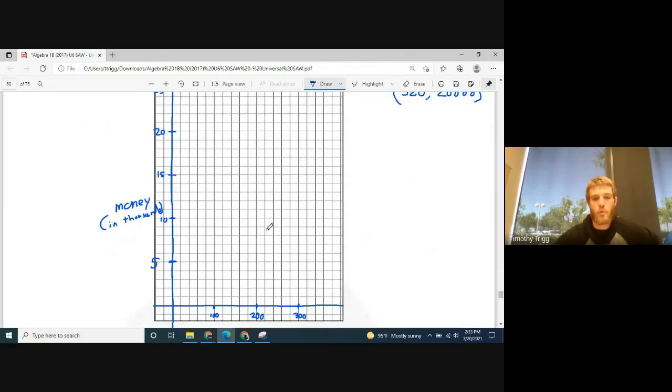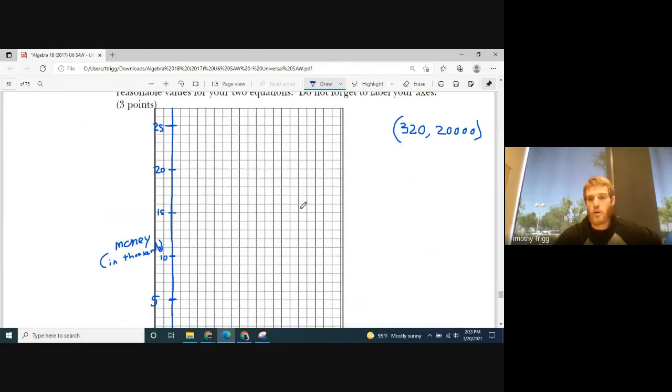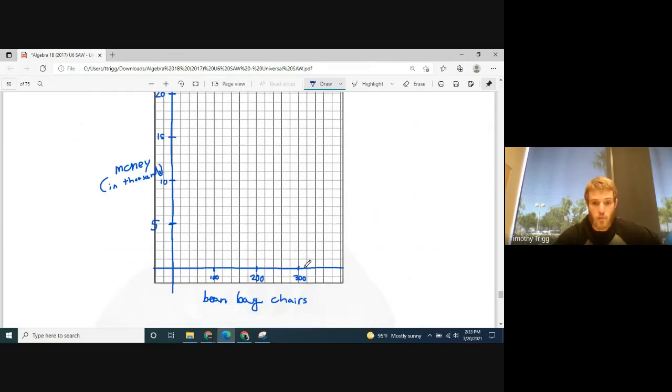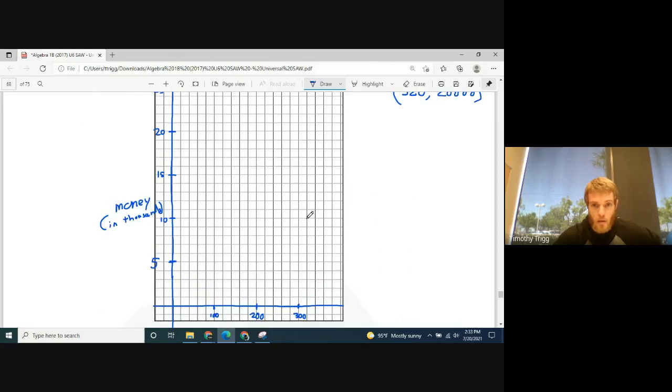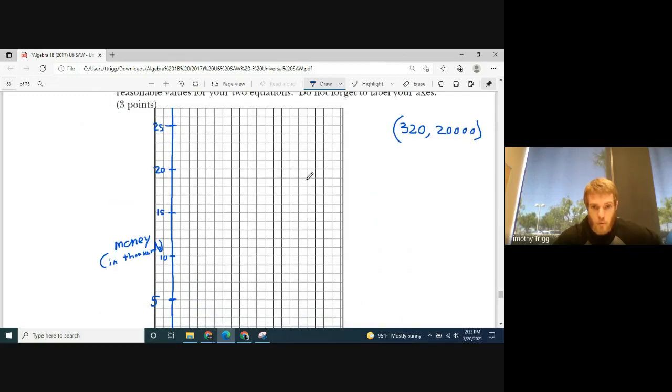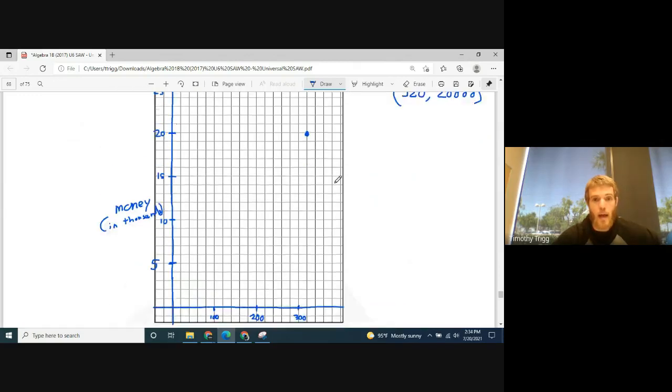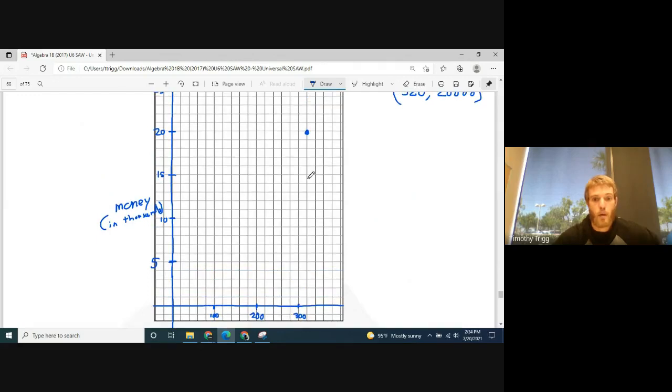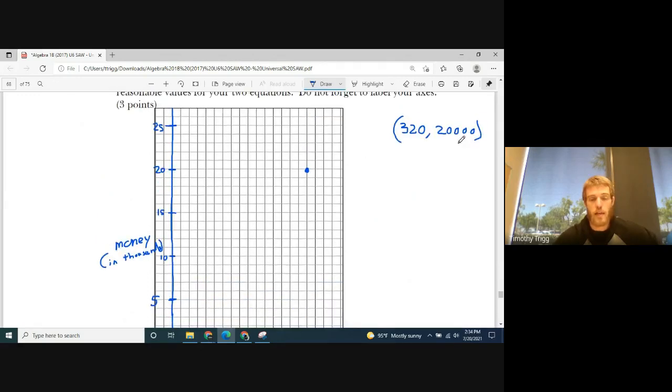All right. So let's go ahead and graph the point where these two lines should cross each other. So 320, comma 20,000. So 320 will be right here, and I want to go up to 20,000, which is right here. Okay, so we're putting a coordinate point right there at 320, comma 20,000. So that's the intersection point of these two lines. And now we're going to graph our two equations.